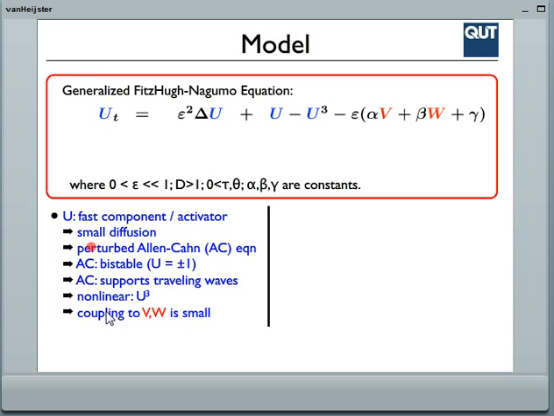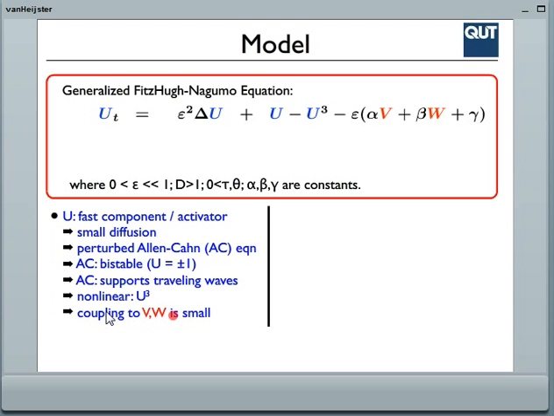And if you take a close look at this model, you can actually see that this is a perturbed Allen-Cahn. You forget about this coupling over here, this is actually the Allen-Cahn equation. The Allen-Cahn equation is a very well studied system. This is a bistable equation where plus and minus 1 are stable. And we also know waves which are moving slowly. It's a force nonlinear.